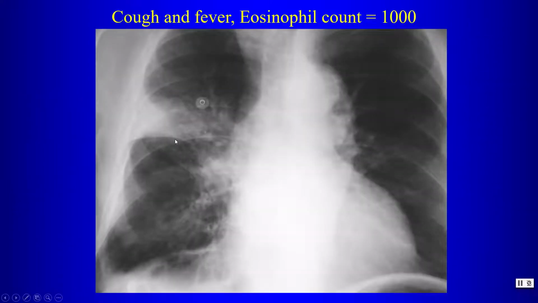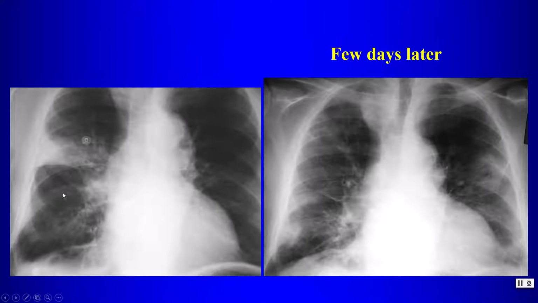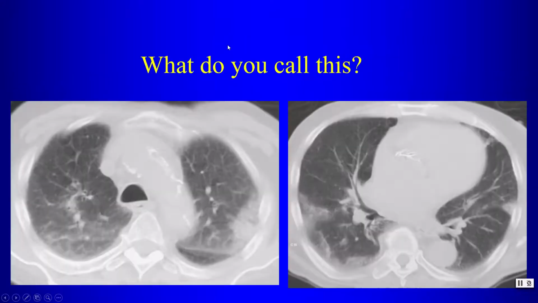So if we start with this case, if I tell you this patient has a cough, fever, and an eosinophil count of 1,000. We look on the chest x-ray, we notice a consolidation here in the right upper lobe bordering on the minor fissure. Then a few days later, that seems to have gotten better, but now we have some consolidation here in the periphery of the right middle lobe. We also have some opacity here in the periphery of the left mid-lung. So it seems like these consolidations are migratory.